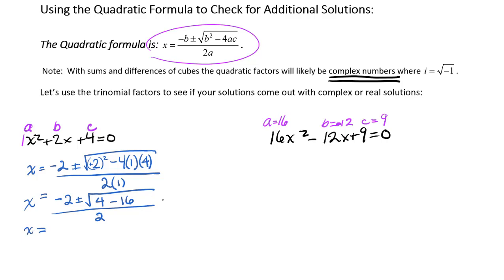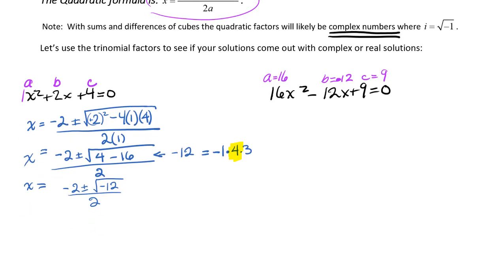Notice that 4 minus 16 will provide a negative 12 inside the radical. So we will get negative 2 plus or minus the square root of negative 12 all over 2. We need to pause for a minute because negative 12 is also equal to negative 1 times 4 times 3. The 4 is a perfect square, which is convenient because we can bring that outside the radical. The remaining digits, well, we have a negative 1.